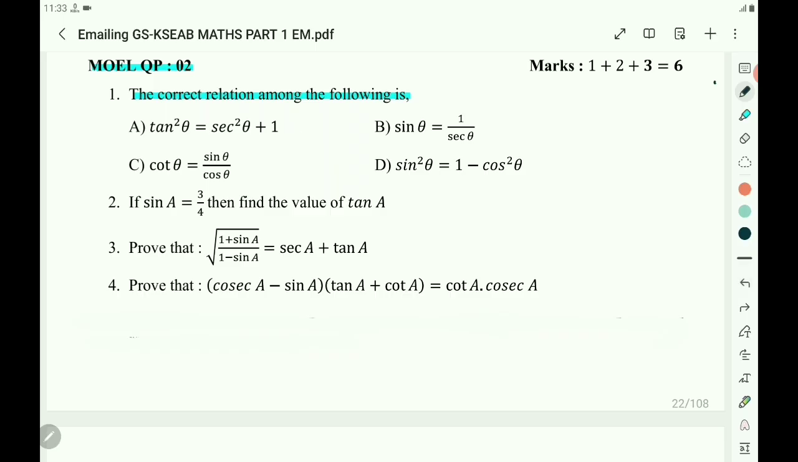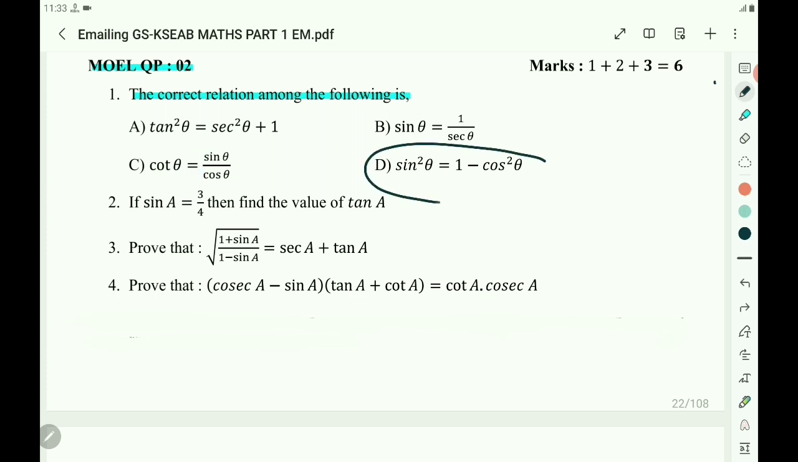Then option B is there. Sin theta is equals to 1 by secant theta. The reciprocal of sin is cosecant. So this is also wrong. Sin theta is equals to 1 by cosec theta. Next, cot theta is equals to sin by cos is there. You know that cot theta is equals to cos by sin. So this is also wrong.